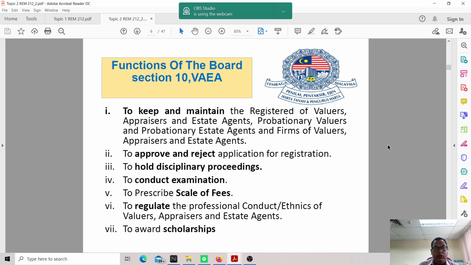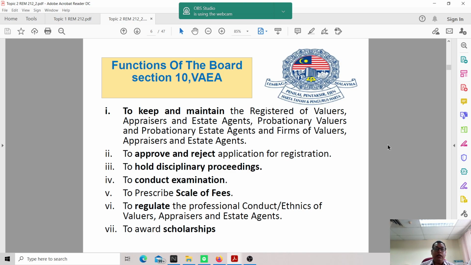Okay, so the main functions of the board, according to section 10 of the Valuers, Appraisers, Estate Agents and Property Managers Act 1981, number 1 is to keep and maintain the register of registered valuers, appraisers, estate agents, probationary valuers and probationary estate agents. And now they have another register, which is the probationary property manager and also the registered property manager. This is because of the previous amendment to the Act to include property managers. They also have the register of firms of valuers, firms of appraisers, and estate agents.